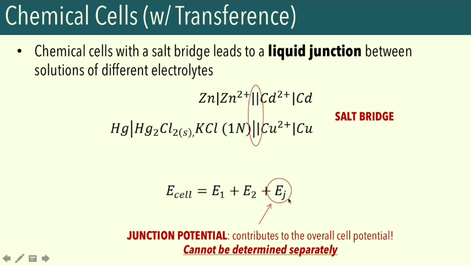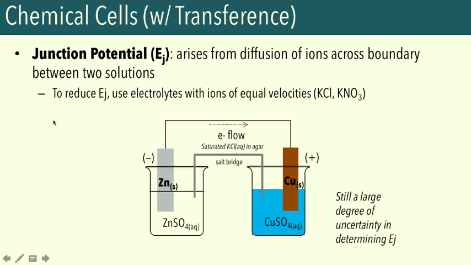So let's check out the contribution of a junction potential in our Daniell cell. Ideally, in order to reduce the junction potential, we could use electrolytes with ions of equal velocities, for example, potassium chloride or potassium nitrate. But of course, there's still going to be some variation in the velocities of these ions, and still some separation of charges with our salt bridge. So there's still going to be some junction potential that might be observed for our electrochemical cell.